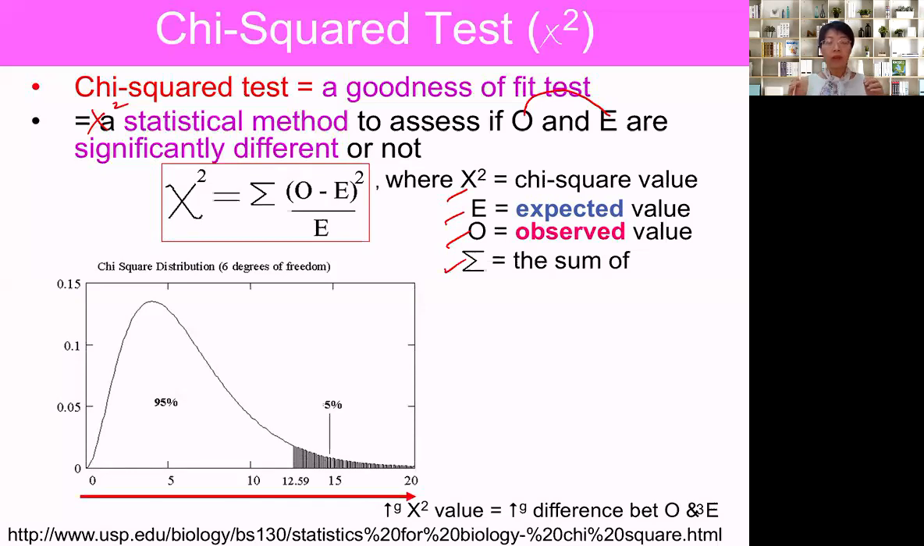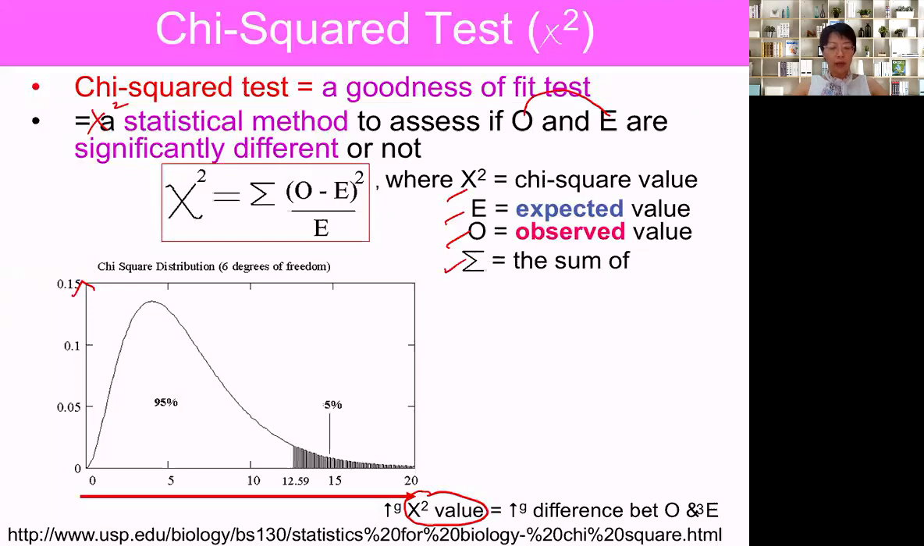So let's say if I get your whole class to do the genetic crosses in the lab, and I ask you to calculate your chi-square value, and I collect the whole class chi-square value, I will be able to plot a graph like this. So this is a chi-square distribution graph, whereby the x-axis is the chi-square value, and the y-axis is actually the frequency, the frequency or the percentage of your entire class.